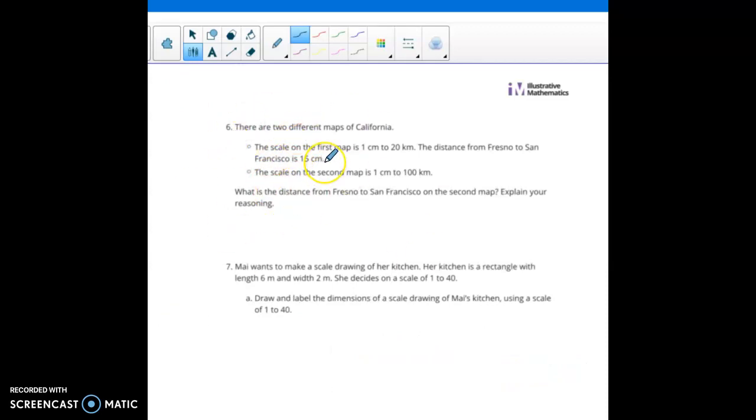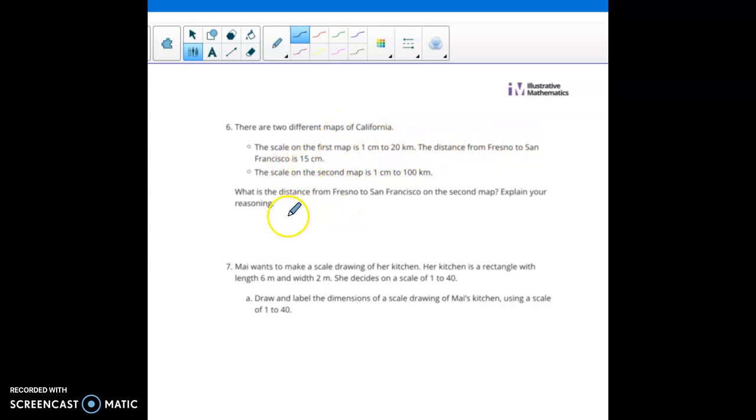Number 6. There are 2 different maps of California. The scale on the first map is 1 centimeter to 20 kilometers. Again, I'm going to draw this out. The distance from Fresno to San Francisco is 15 centimeters.